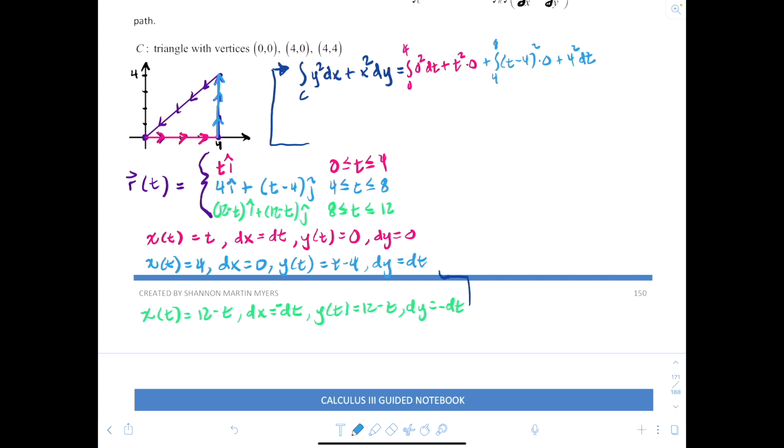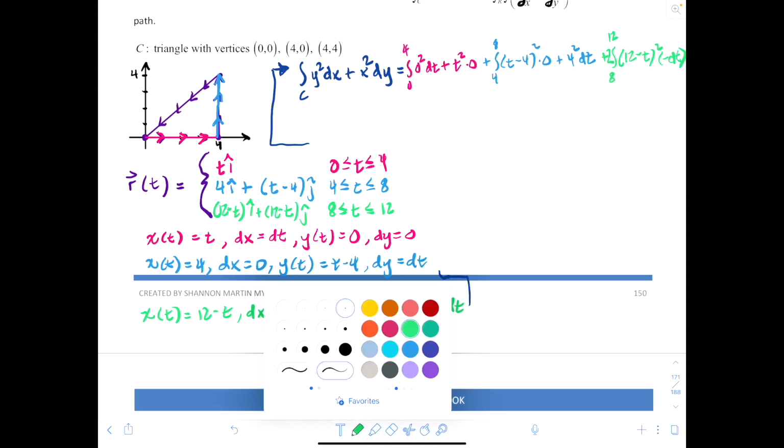So then we would have the last one. We'll end up with the integral from 8 to 12. And remember that x at t was equal to y at t, and that's 12 minus t, and then dx is equal to negative dt. And so really we'd have two of these, 12 minus t, the quantity squared, times negative dt's. Cool so far? Awesome.